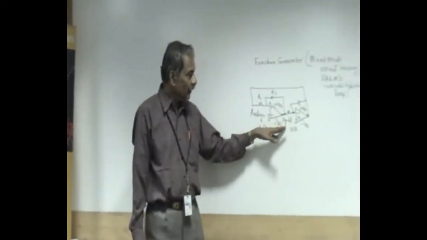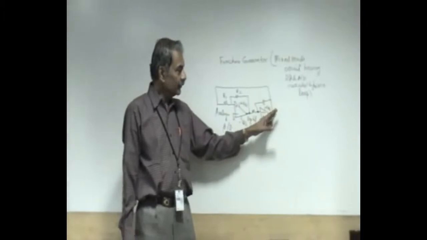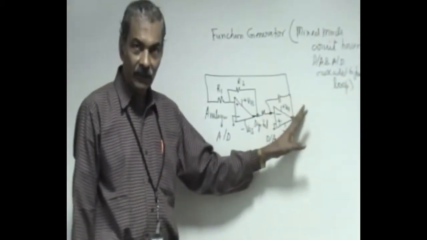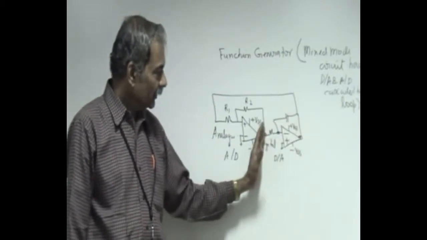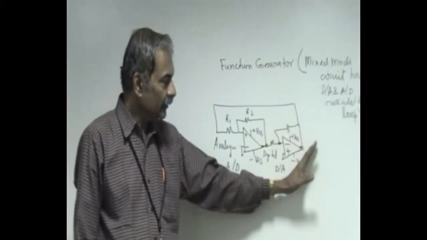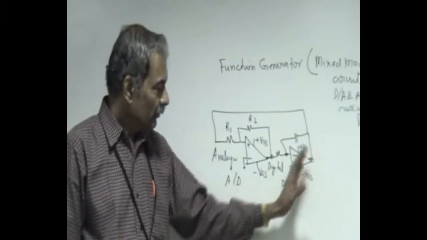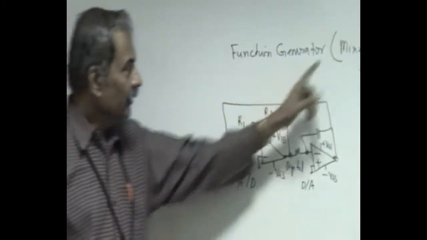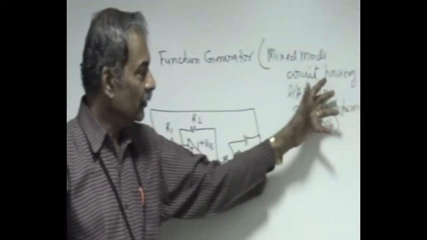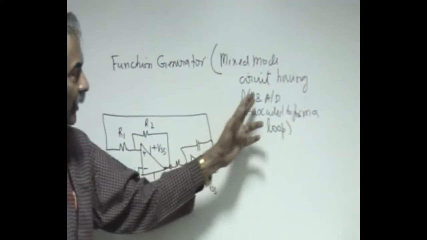So this is the digital output, and then this is the integrator, the averaging circuit, or the analog circuit, where whatever input you give is integrated and appears at your output. So this is the D to A converter. Together they form a mixed mode circuit loop having D to A and A to D.